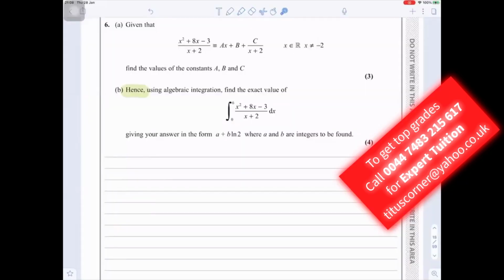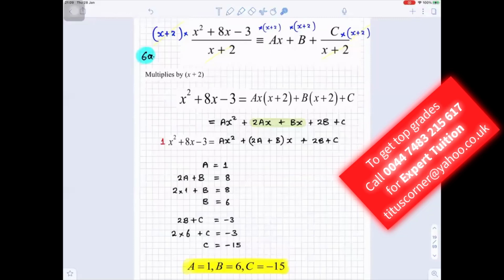Question 6. Given that (x^2 + 8x - 3) over (x + 2) equals ax + b + c over (x + 2), find the values of the constants a, b, and c. So for question number 6a, we want to get rid of the x plus 2 in the denominator. So we multiply by x plus 2. The first x plus 2 will cancel in the first fraction. The next one will be ax times (x + 2), and then the next one b times (x + 2), and it will cancel in the last fraction. So you end up with this equation.